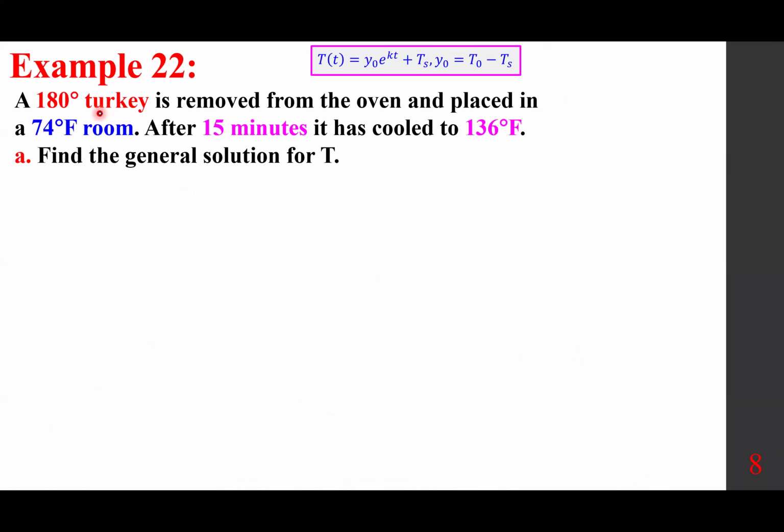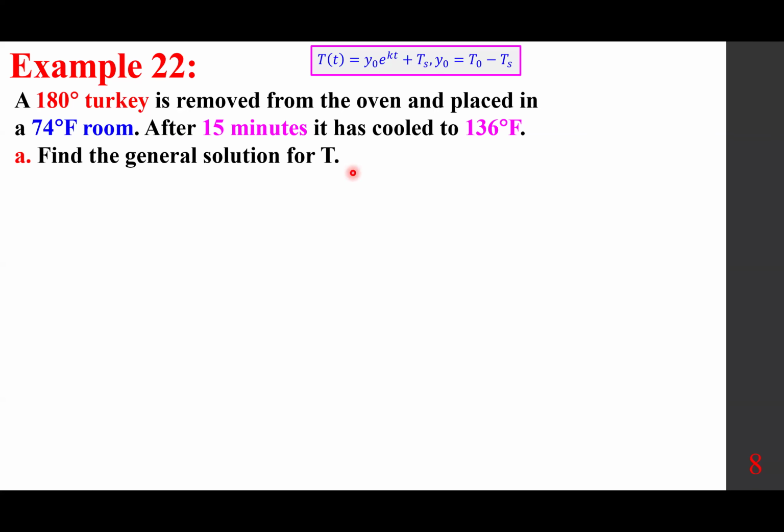A 180-degree turkey is removed from the oven and placed in a 74 degrees Fahrenheit room. After 15 minutes, it has cooled down to 136 degrees Fahrenheit. Find the general solution for it. Even if they don't ask you for that, I highly recommend it; that is what I'm expecting. Find the general solution and then move on to the next step.